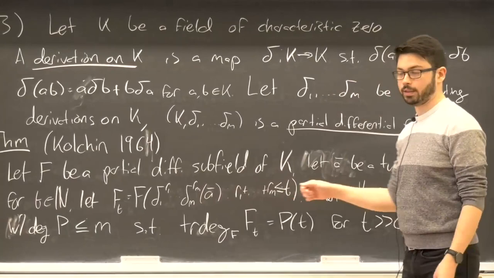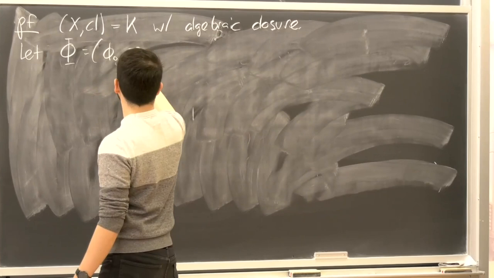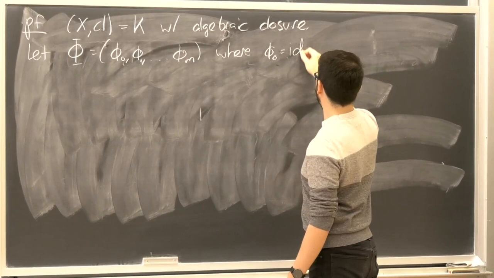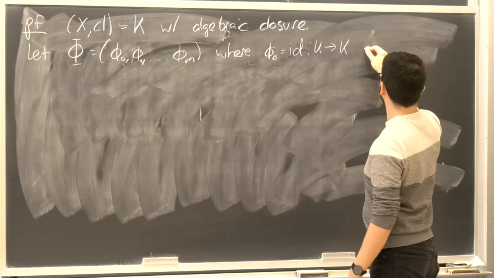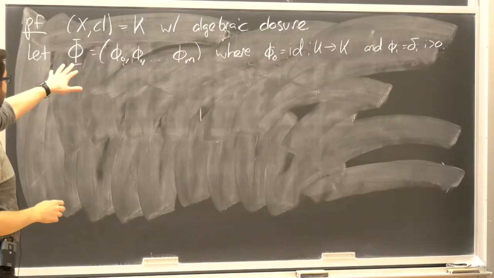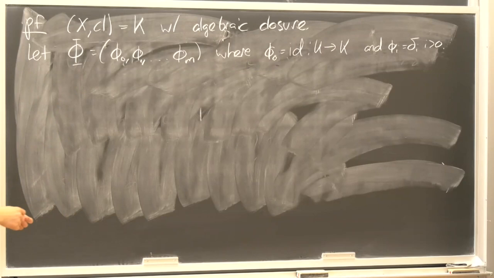I can let phi be phi 0, phi 1 up through phi m, where phi 0 is equal to the identity map, which just sends an element to itself, and phi i equals delta i. So I want to prove that this bigger system is a triangular system. Of course, it's pretty clear that if a is in the closure of B, then phi 0 of a is in the closure of phi 0 of B, because phi 0 is just the identity map. That's pretty trivial. But let i be greater than zero.